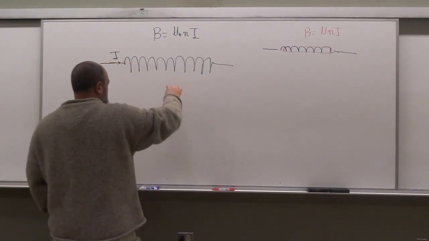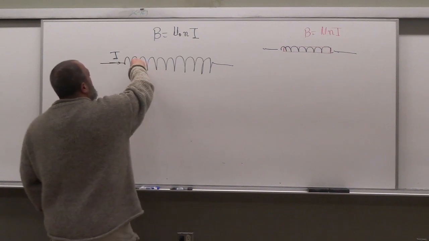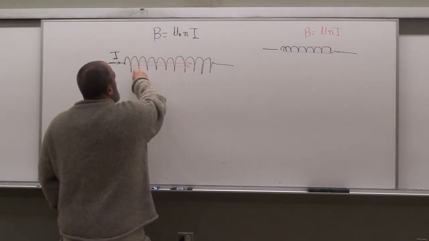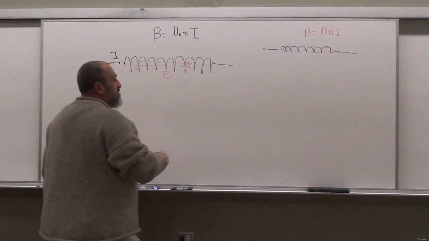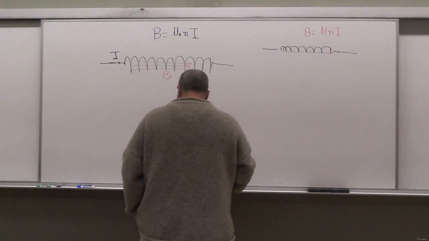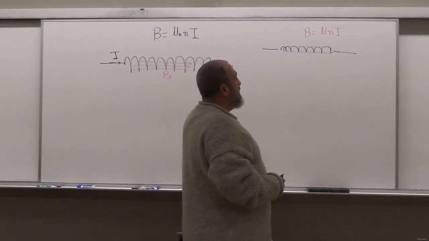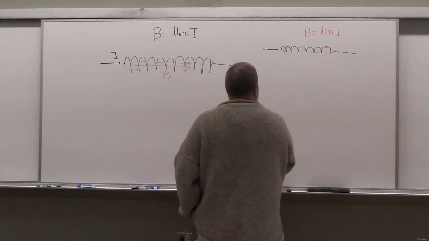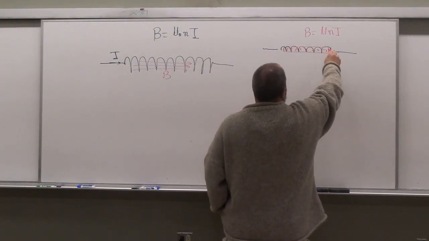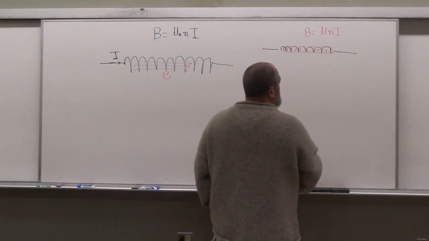So that will generate a magnetic field, let's say, going this way, right? And this is B. Now if this is an iron core, a piece of iron bar, what happens when you put a piece of iron bar in it?